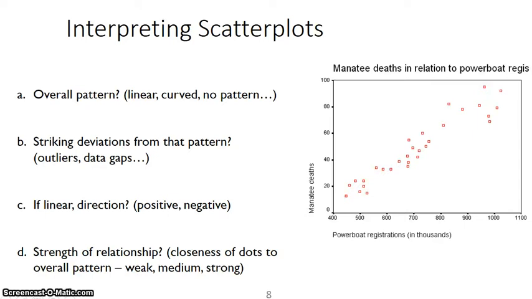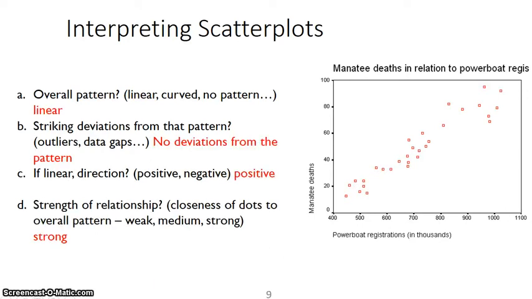When we look at the scatter plot, we describe it by four different attributes. The overall pattern: is it linear, curved, or no pattern? We identify if there are any deviations from that pattern, like outliers or data gaps. If the pattern is linear, we need to indicate if it's positive or negative. Lastly, we describe the strength of the relationship. By strength, we mean if the dot pattern is very obvious and the points are close together, which would indicate a strong relationship, or the dot pattern is not very obvious and or the points are far apart, which would indicate a weak relationship. Strength of the relationship is a continuum.